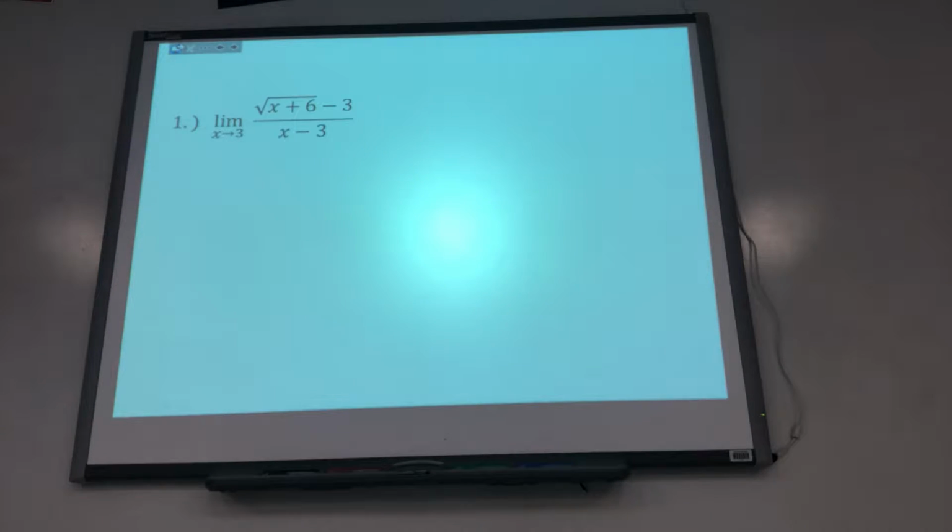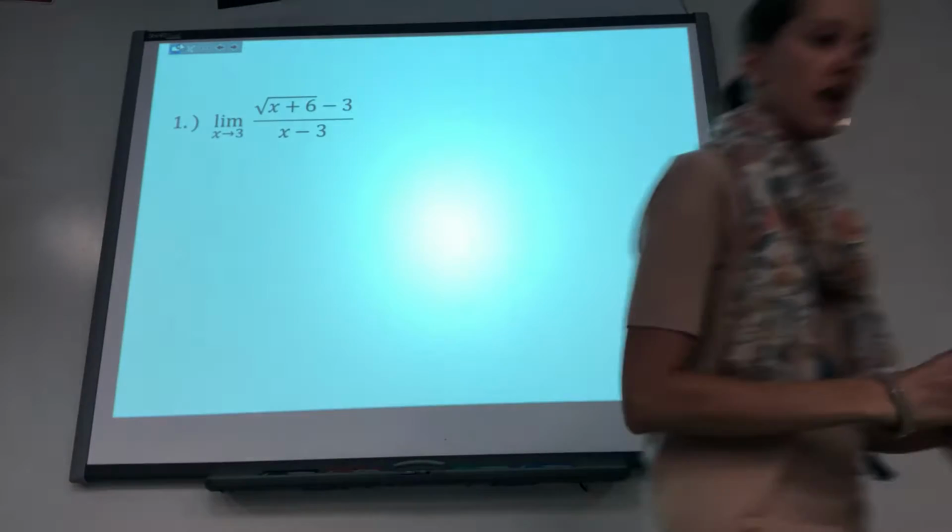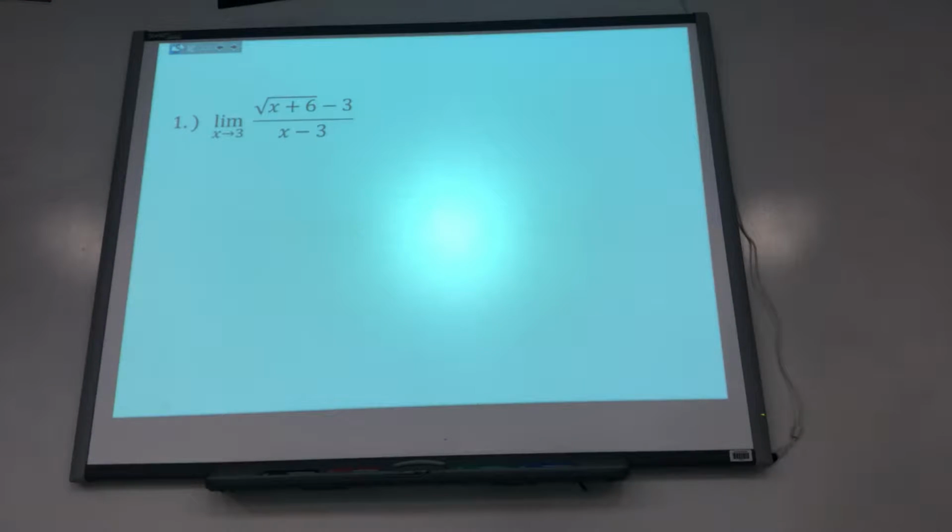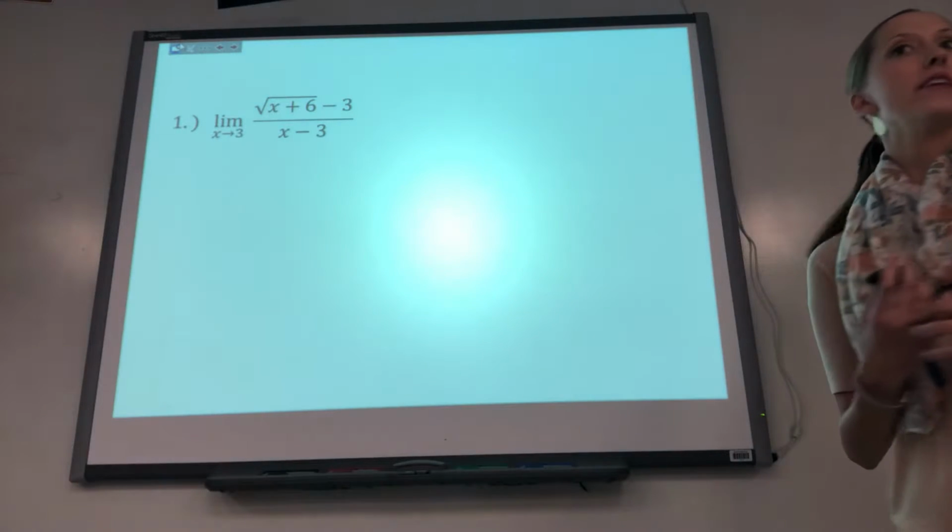Okay, here's number 1. You got to be on your game today because this is tricky stuff here. Getting into some good material. We're finding the limit as x approaches 3 of the square root of x plus 6 minus 3 all over x minus 3.